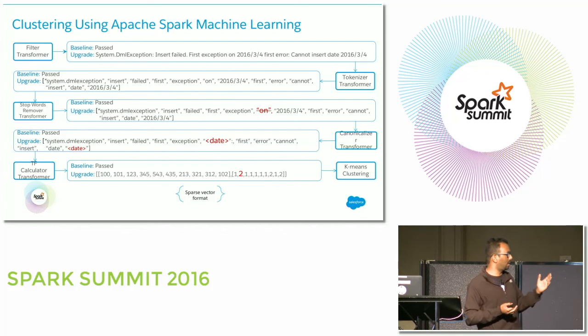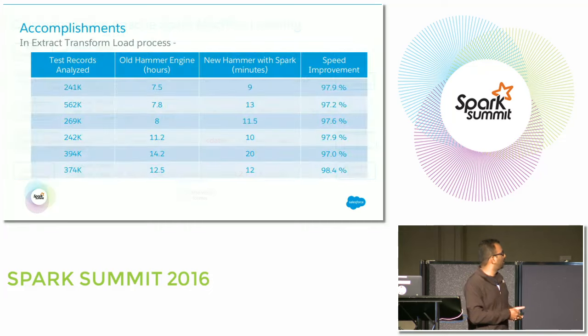And if they are a bug, we have an in-house technology where, looking at the stack trace, it's really simple to find out which Scrum team to assign the bug to, and that is taken care of automatically. So now let's look at the accomplishments.